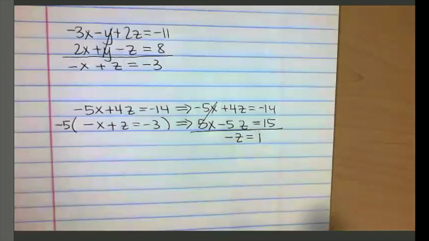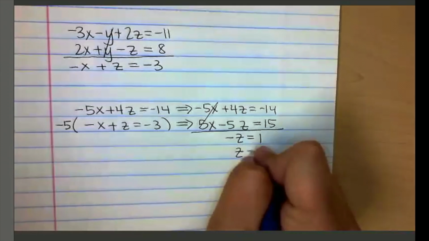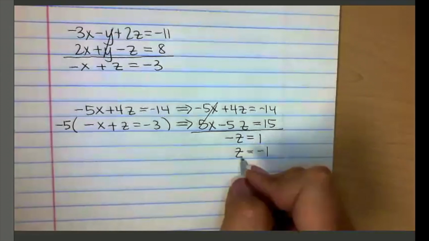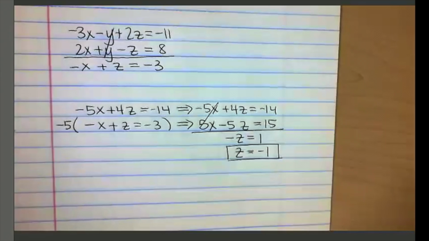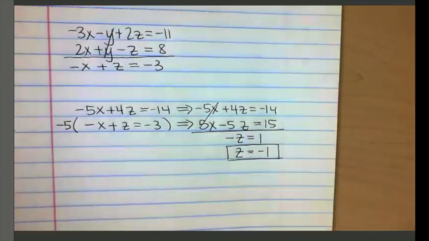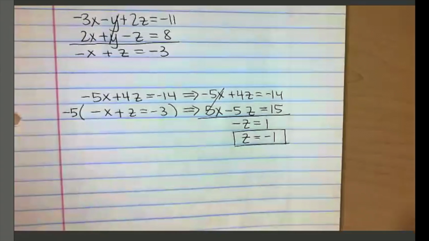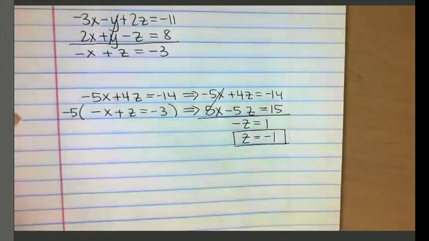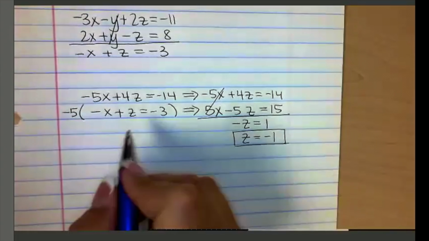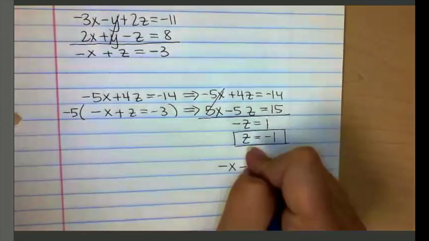Not quite finished yet because we still have this negative in front of the z, so I'm going to multiply those both times a -1. And so we get z is equal to -1. You don't stop once you have one variable. You want to make sure you go back and get the others. So I need to take that and plug it into either one of these equations to get our x value. So I'm going to plug in -1 for the z here. So we get -x minus 1 is equal to -3.